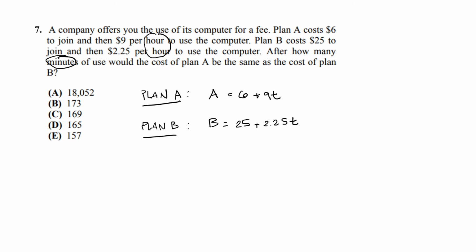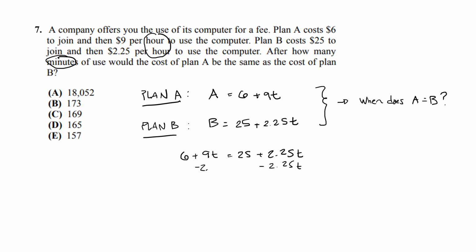So what the question's basically asking us, okay, if we can boil it down, is when does A equal B? That's what it's asking us, right? When are the two costs equal? We have equations for them, so why don't we write out this equality? 6 plus 9t equals 25 plus 2.25t, okay? We'll subtract 2.25t from both sides and subtract 6 from both sides. That way we can group together like terms. We'll be left with 6.75t equals 19.